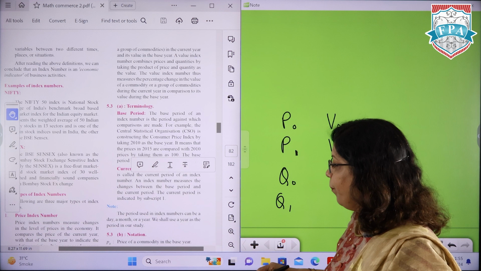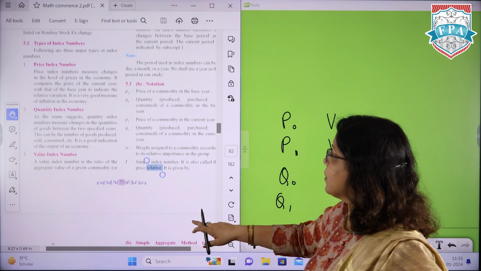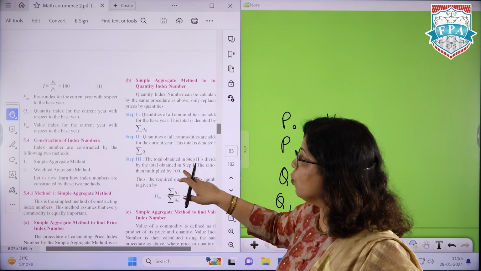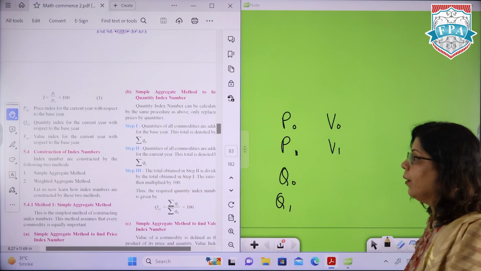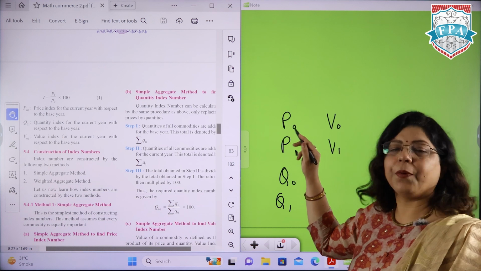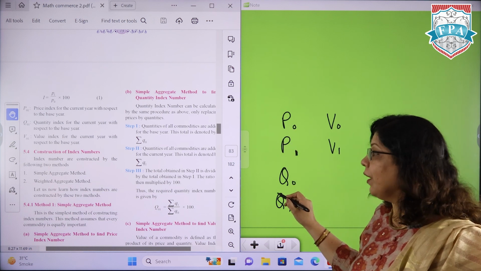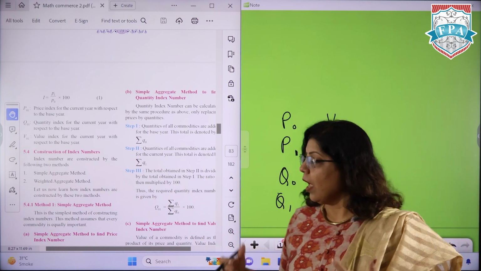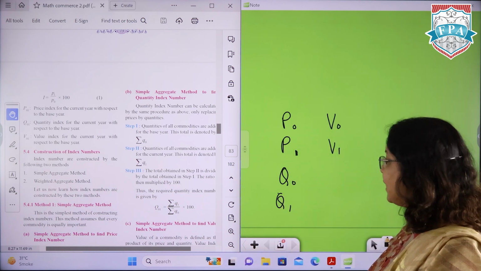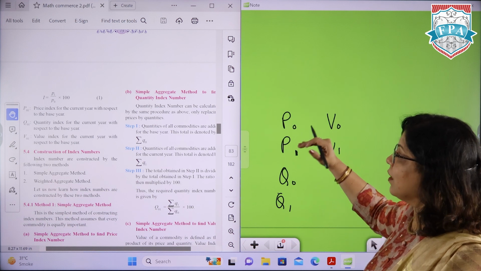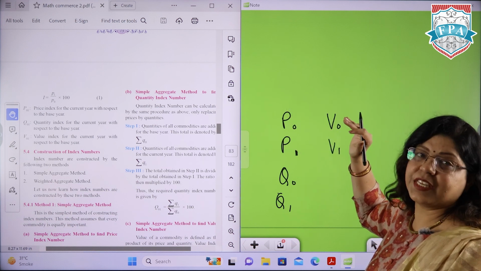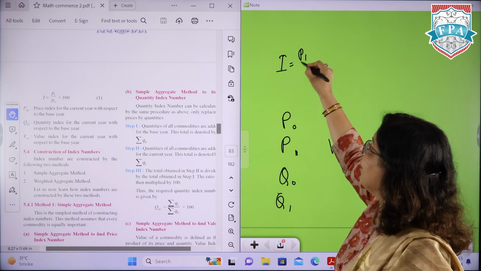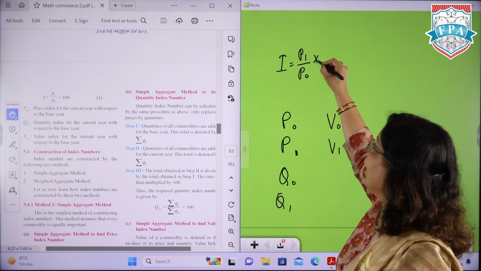Every year we take that. So these are the notations for this: price, quantity, and variable over there. And using these things, we can calculate either the price index, quantity index, or we can say value index. Now for the price index, we'll see what is the increase in the price from the base year price. So that index can be calculated as P1 by P0 into 100.